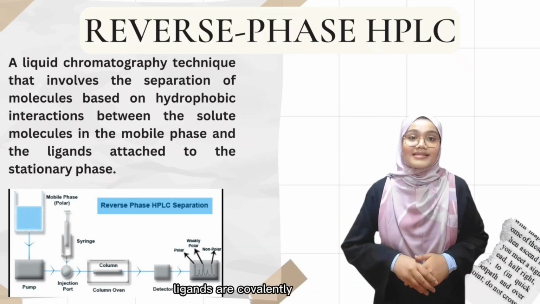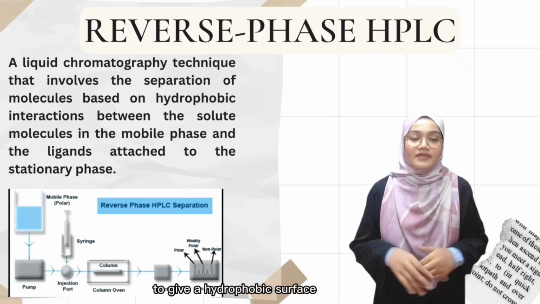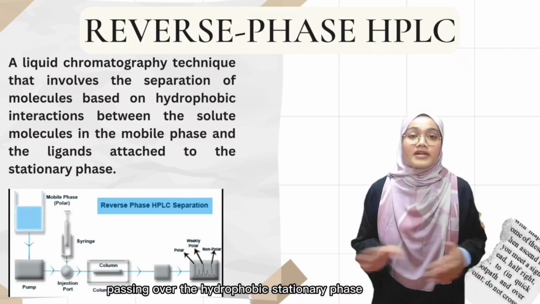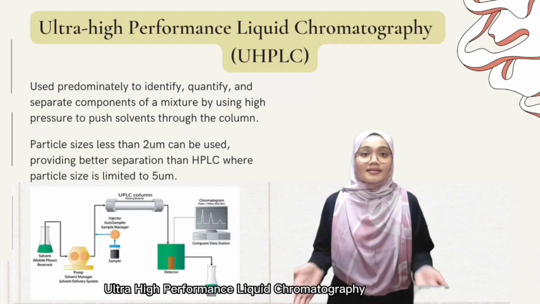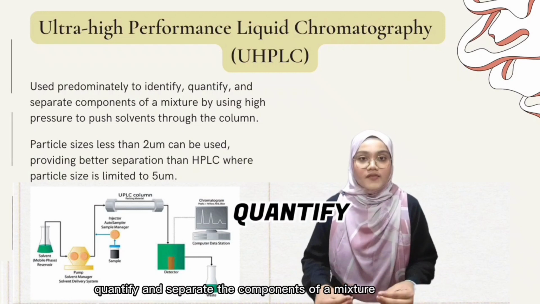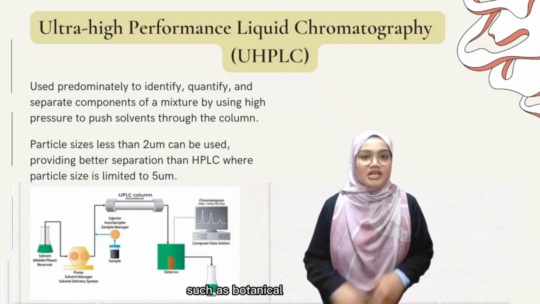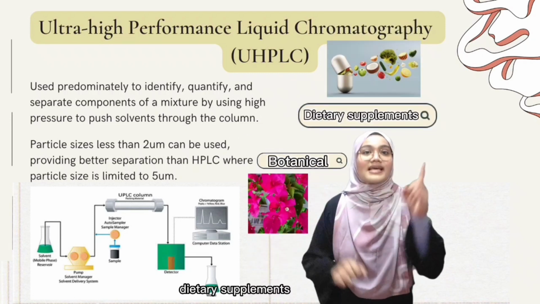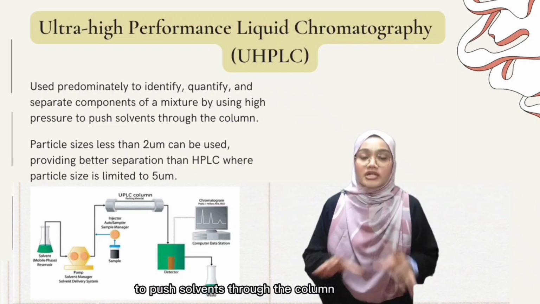Alkyl or aromatic ligands are covalently bound to the stationary phase to give a hydrophobic surface. The mobile phase passing over the hydrophobic stationary phase is a polar solvent containing the solutes. Ultra-high performance liquid chromatography is used to identify, quantify, and separate the components of a mixture of complicated samples such as botanical, dietary supplements, and biological samples by using high pressure to push solvents through the column.